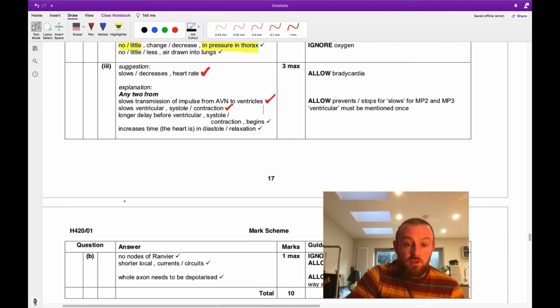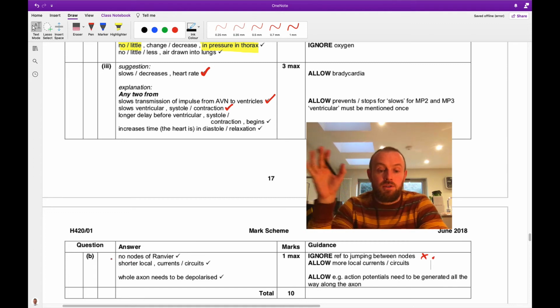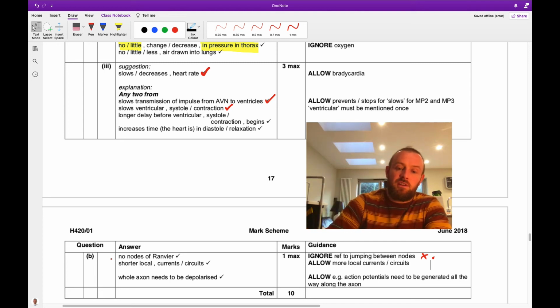Okay, and then the next bit was no nodes of Ranvier, so the whole axon needs to be depolarized. I said this. Oh no, it says ignore reference to jumping between nodes, so I wouldn't have got that mark. I need to actually say there are no nodes of Ranvier in the neurons, and therefore, wow, this is high level stuff actually.